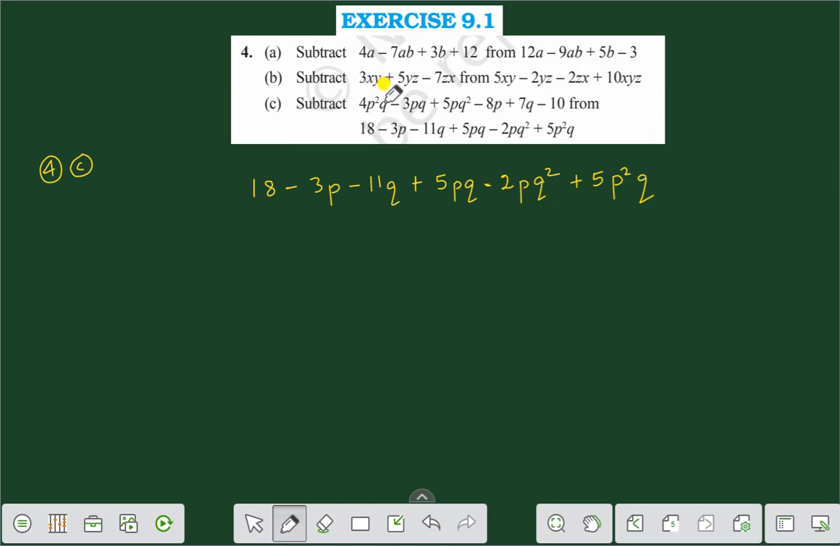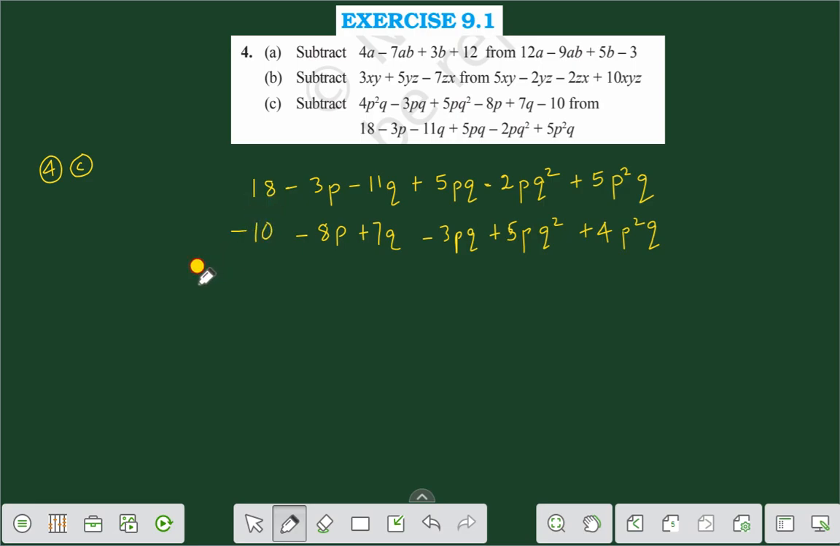Now here is 4p square q. If we have to write like terms, that is 4p square q, plus pq minus 3pq, plus 5pq square, minus 8p, plus 7q, plus 10. We have to write the like terms below.